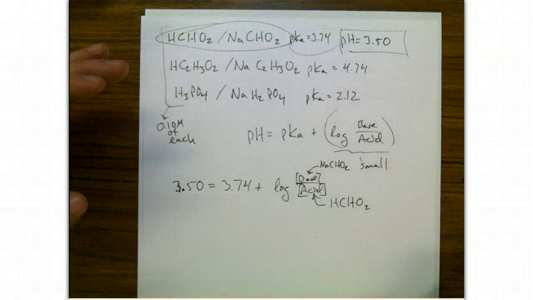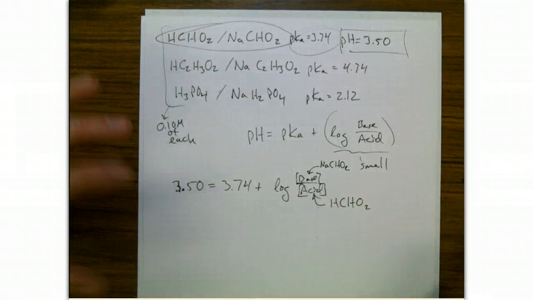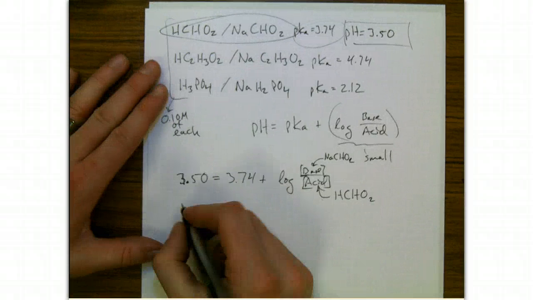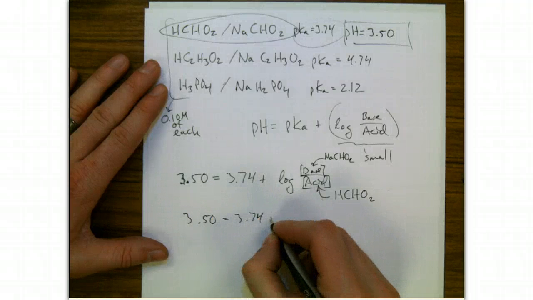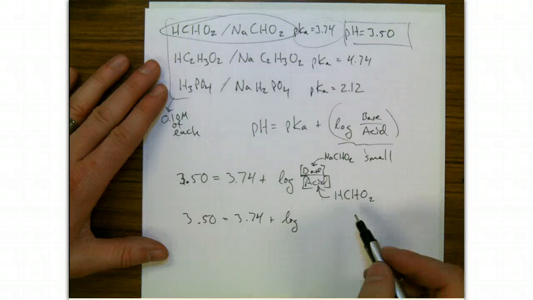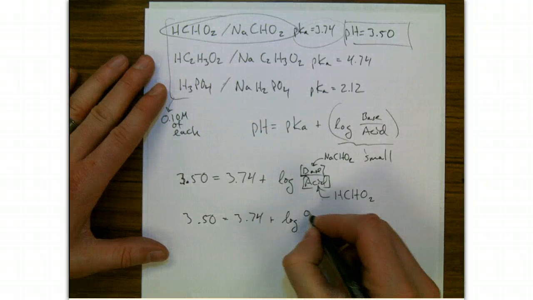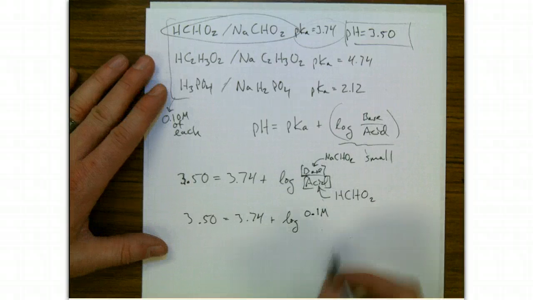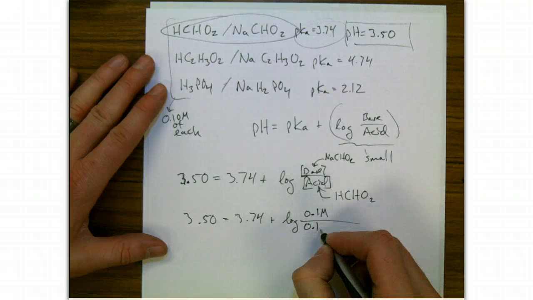I know the concentration I'm starting with, but I don't know the volumes I'm going to be mixing of each. And I know that it's a total of 1 liter buffer. So let me write this out one more time. 3.50 equals 3.74 plus log. And let's think of it this way. The base we know has a molarity of 0.1 molar. The concentration of the acid is going to be 0.1 molar.